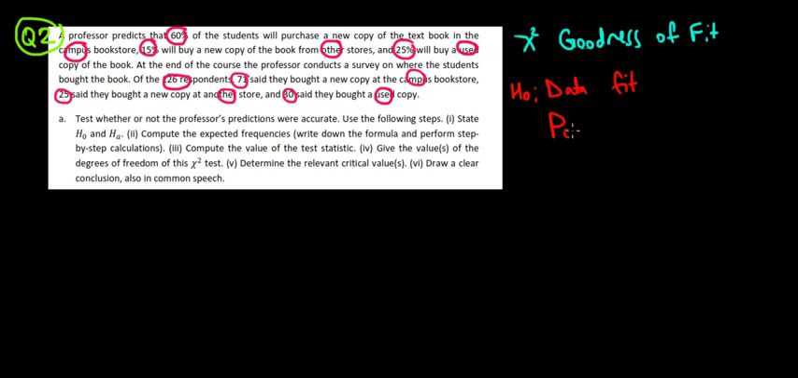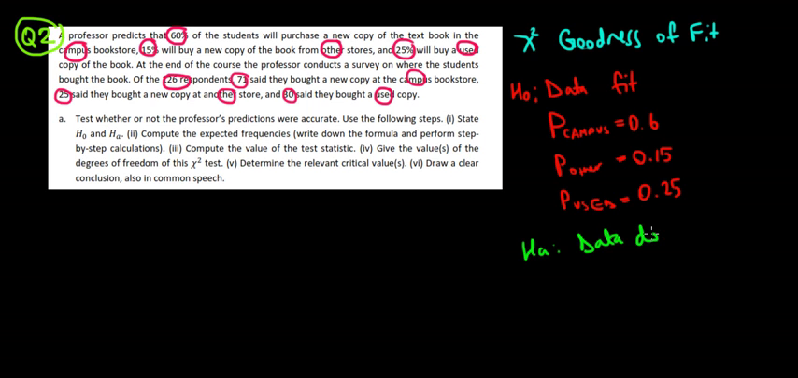Proportion of students that bought the book at campus equals 60%, so 0.6. The proportion of students that bought it in another store equals 15%, which is 0.15. And the proportion of students who bought used books is equal to 25%, which is 0.25. And the alternative is that the data doesn't fit this distribution.